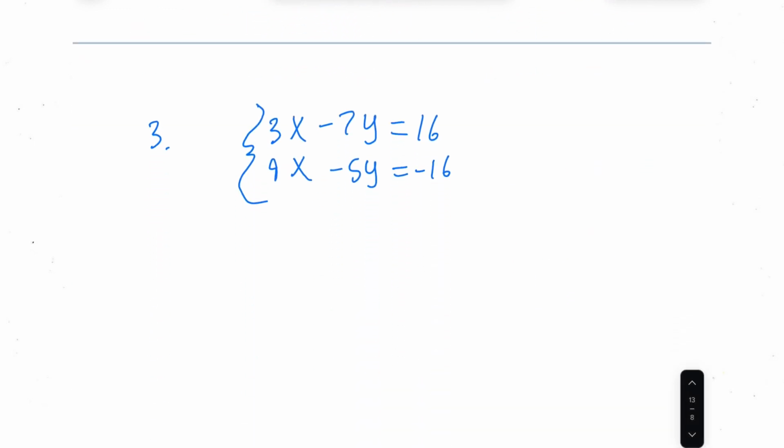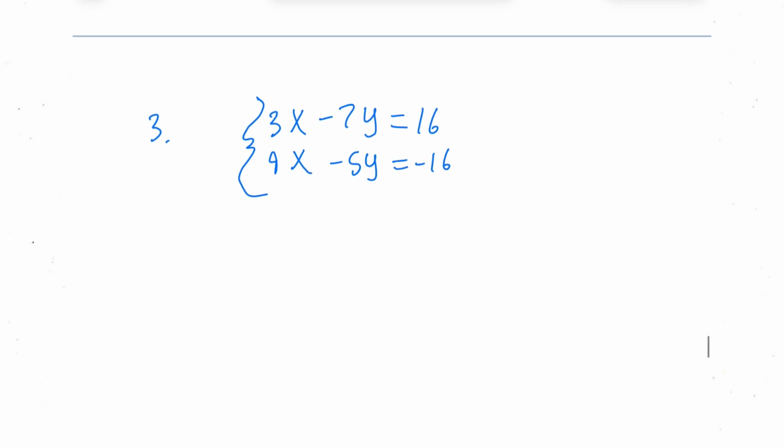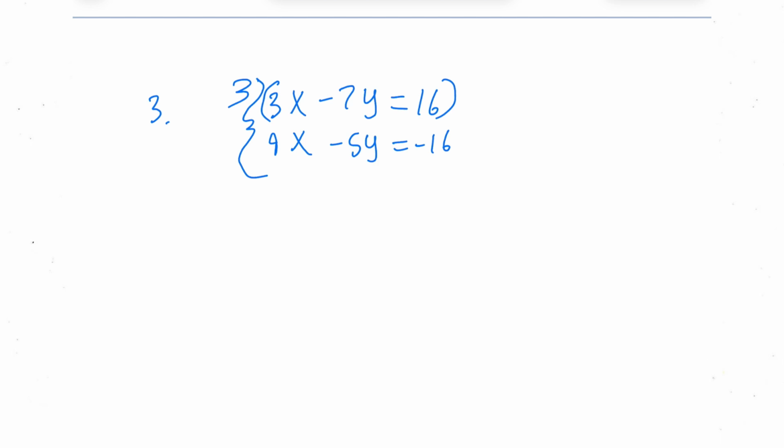So now when we don't have a nice one like we did before, where we have 2 6s or 2 5s or whatever, none of these are exactly the same, but we can manipulate it to make them exactly the same. So what we can do to the top equation here is we can multiply it by 3. And that way we'll have a 9x and then we can subtract it out. So 3x times 3 is going to give us 9x minus 7 times 3 gives us 21y. And 16 times 3 gives us 48. And now the bottom equation stays the same.